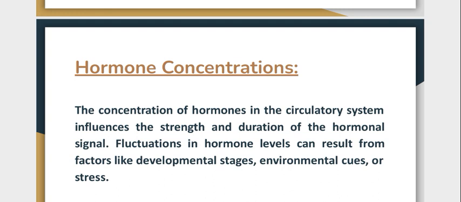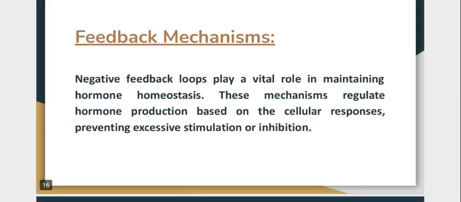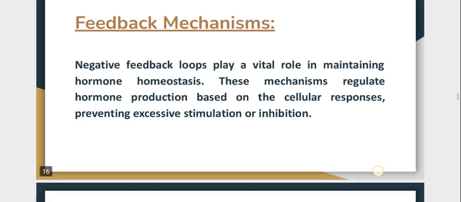Hormone concentrations. The concentration of hormone in the circulatory system influences the strength and duration of the hormone signal. Fluctuations in hormone levels can result from factors like developmental stages, environmental cues, or stress. And feedback mechanisms are there, we mentioned earlier. So negative feedback loops play a vital role in maintaining hormone homeostasis. These mechanisms regulate hormone production based on cellular responses, preventing excessive stimulation or inhibition.